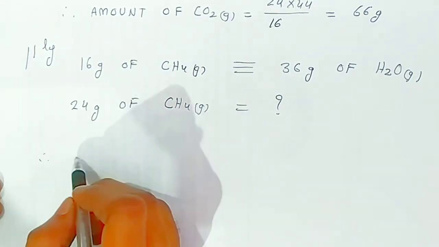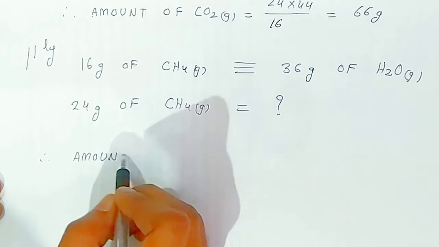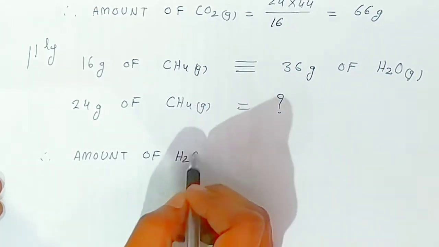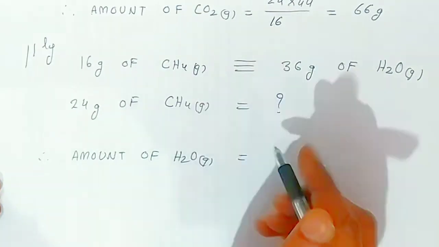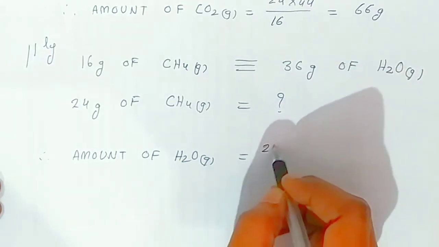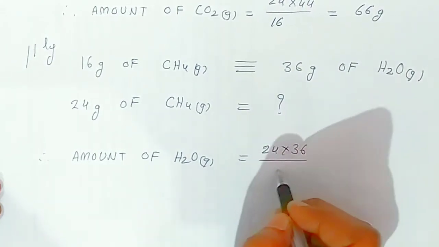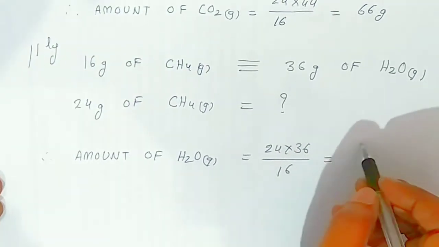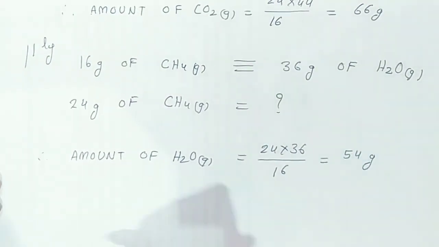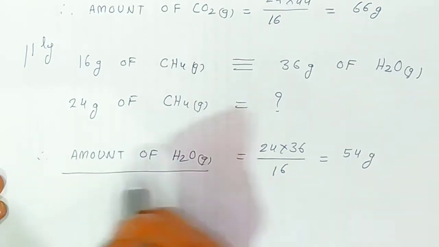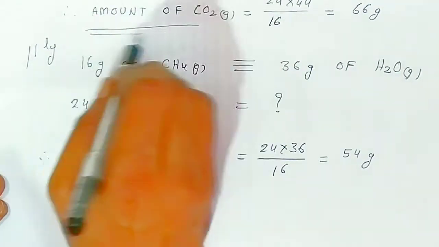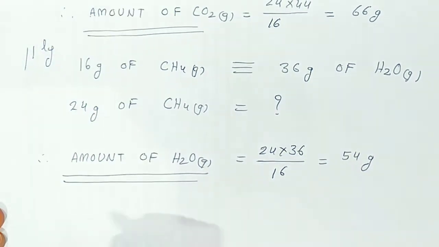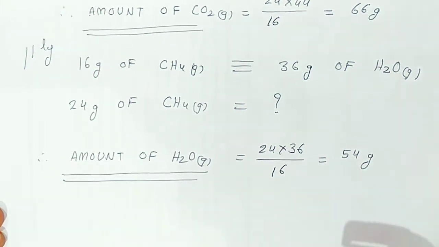So if you want to find the amount of water vapor, students, you have to do the cross multiplication: 24 into 36 upon 16, which comes to 54 gram. So this way, students, we have calculated the amount of water and the amount of carbon dioxide. These are very important, students. We can solve the other problems also.